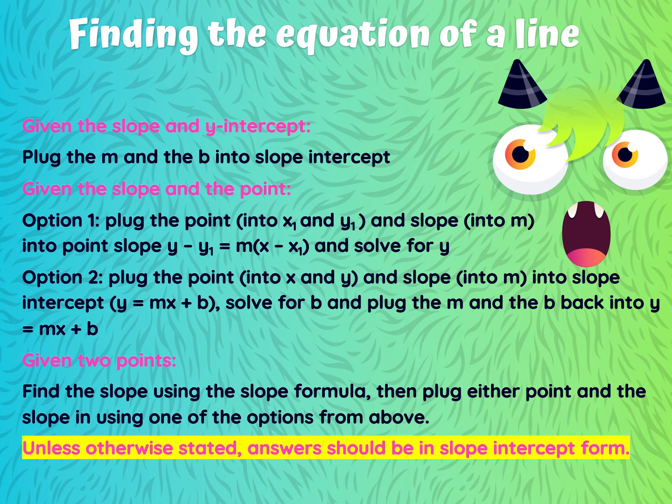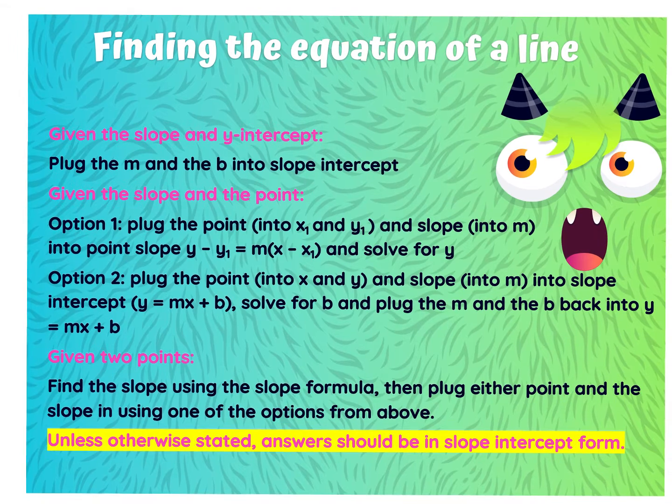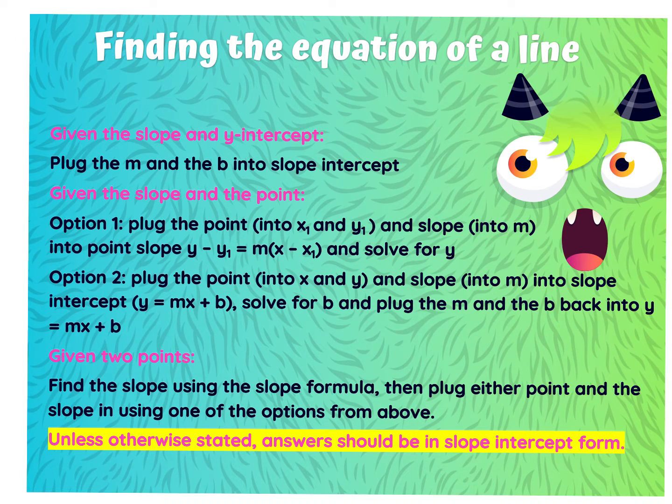So when we want to write or find the equation of the line, when you're given the slope and the y-intercept, all you need to do is plug in the m and the b and you're done. If you're given the slope and an ordered pair or a point, we have two options here. We can either plug it into point slope form, which is y minus y1 equals m times x minus x1, then solve for y by distributing and combining like terms. Or option 2, plug the point into y equals mx plus b, find the b, and then plug everything back into it again.